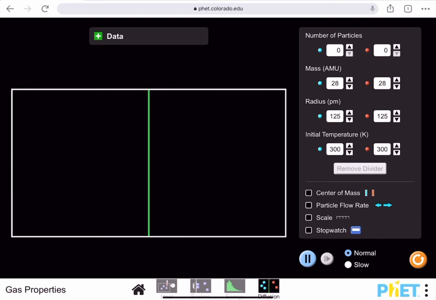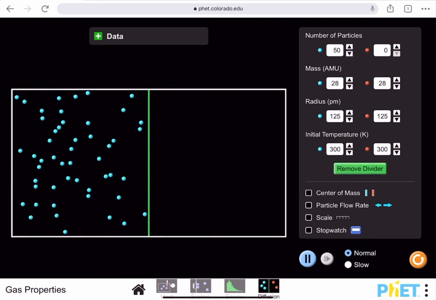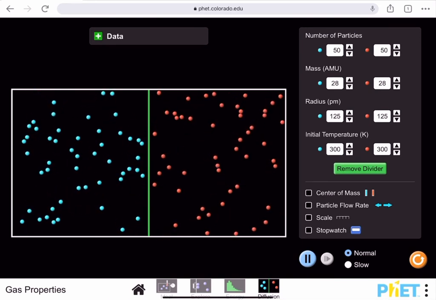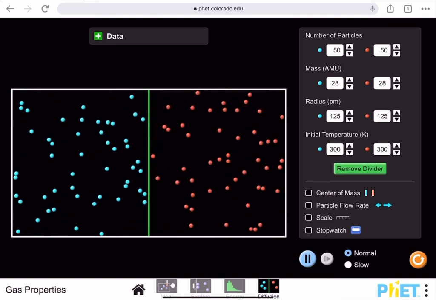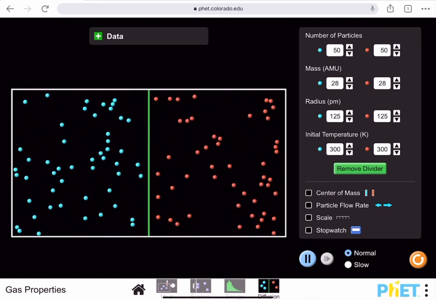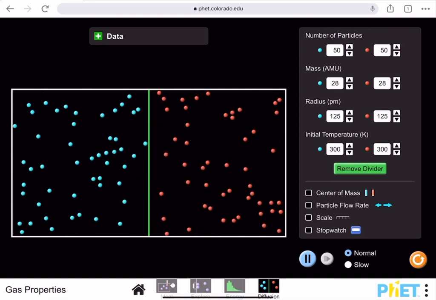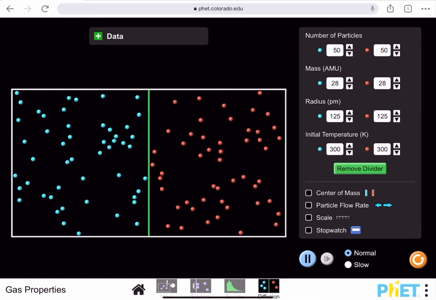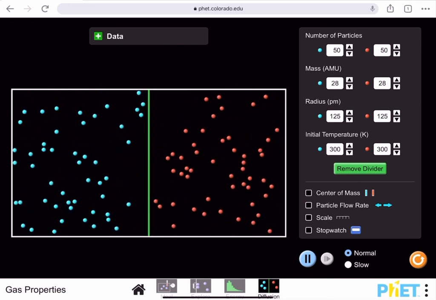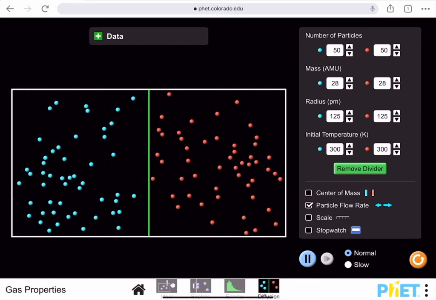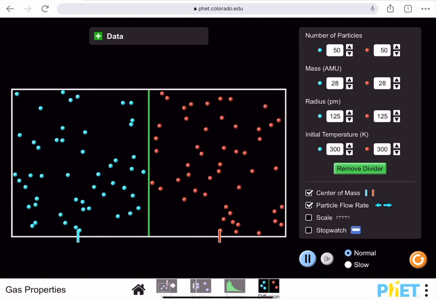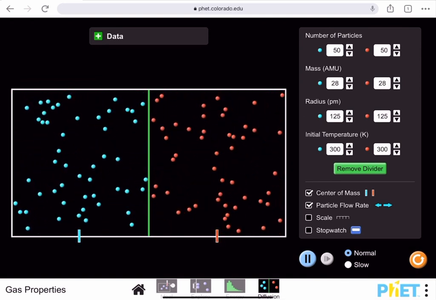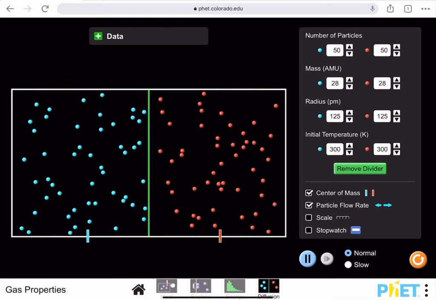Let's look at diffusion for a minute. With diffusion, we're going to put 50 particles on each side. Instead of having a hole between these particles like with effusion, with diffusion we're just going to open up the barrier between the two, and we're going to see how they mix. I'm also going to track particle flow as well as center of mass. That kind of helps you keep track of how well they're mixed. I'm going to remove the divider.